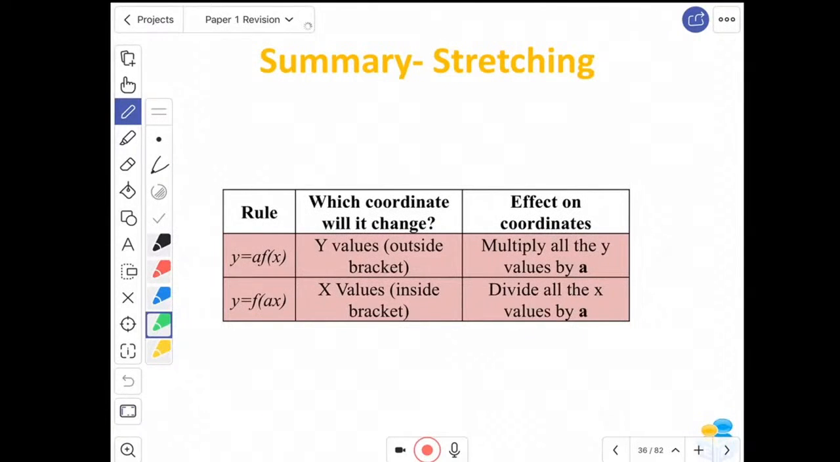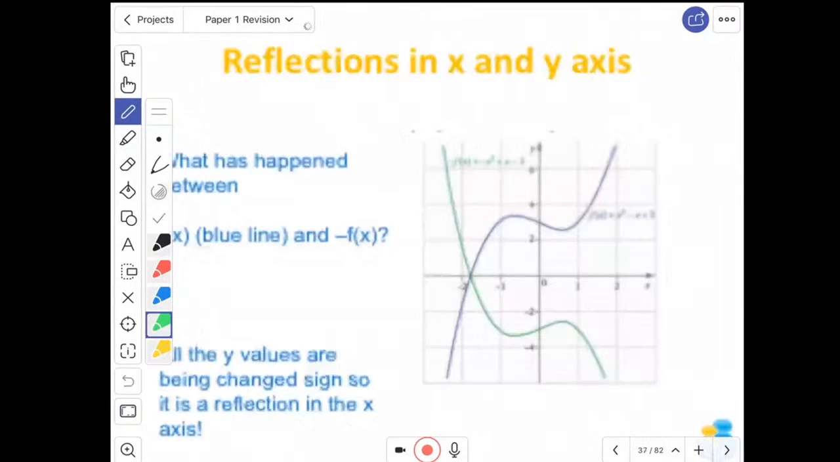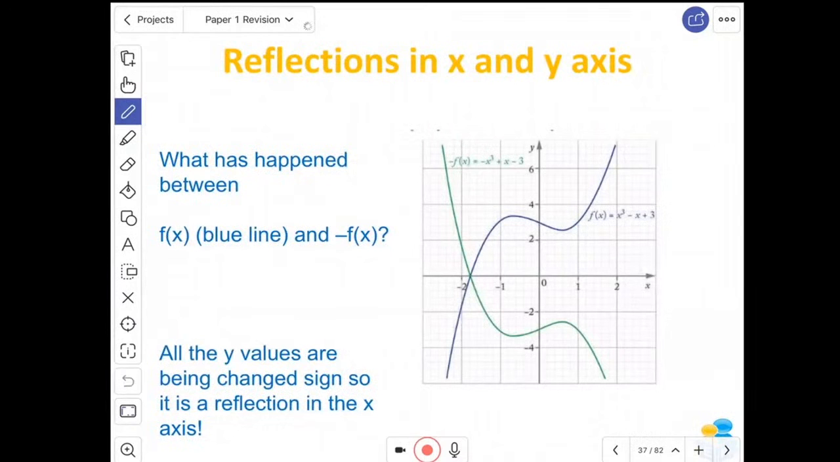So you can see here when it's outside the bracket, it changes your y values, and it means all your y values are being multiplied by that number. So it's going to stretch it up. When it's inside the bracket though, it's going to change your x values and it's going to do the opposite. Okay, and then the last thing with transformations that you need to be aware of is basically the same rule, but it's just to show you, it's outside the bracket. So again, you say it's going to change your y values.